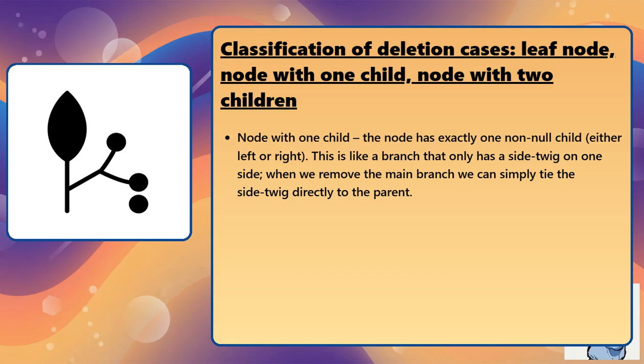Node with one child: the node has exactly one non-null child, either left or right. This is like a branch that only has a side twig on one side. When we remove the main branch, we can simply tie the side twig directly to the parent.